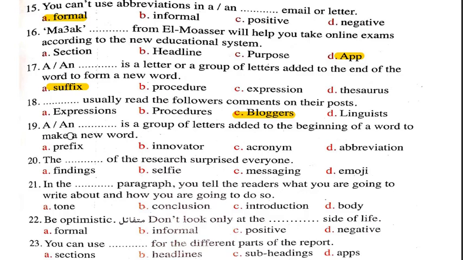19. A or an is a group of letters added to the beginning of a word to make a new word. Yes, we said a suffix is a letter or letters added to the end of a word, but the letters that are added to the beginning of a word are called a prefix.